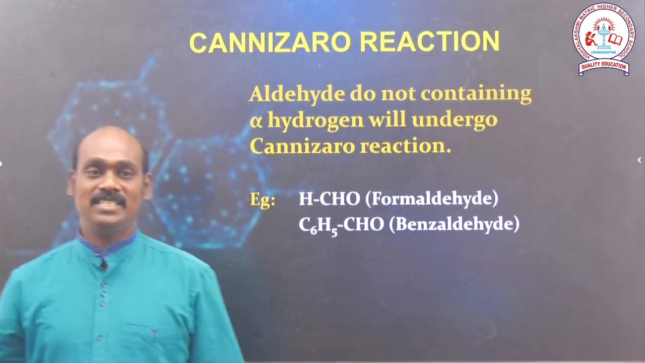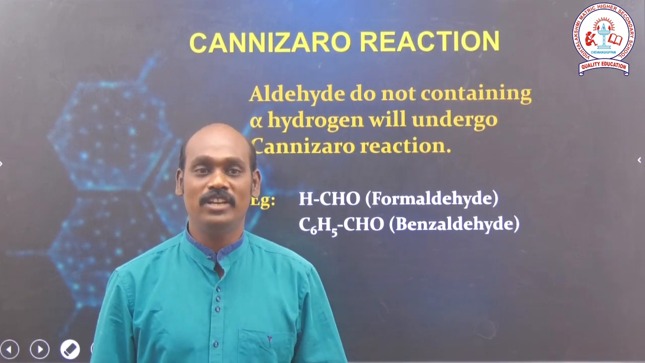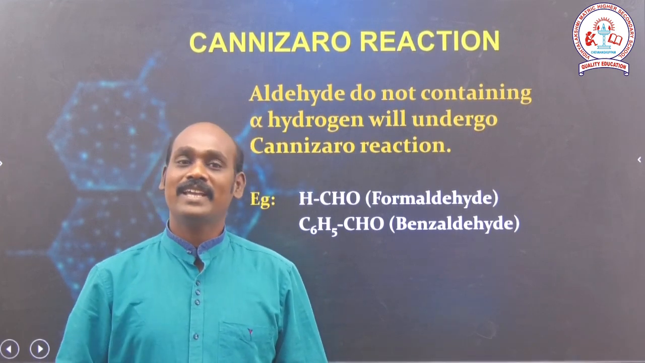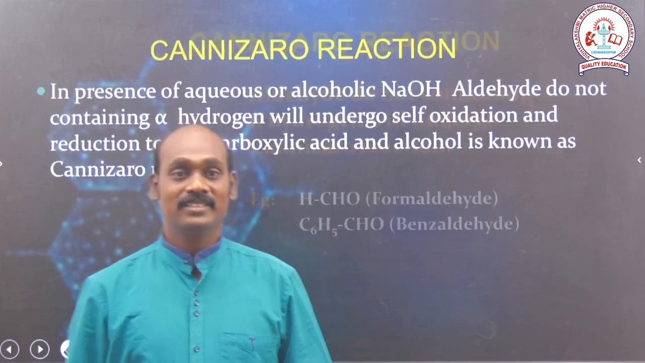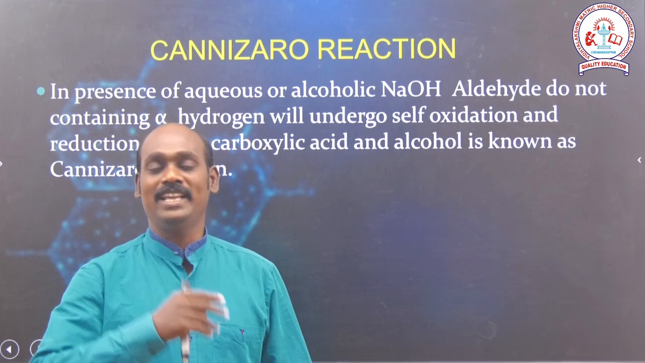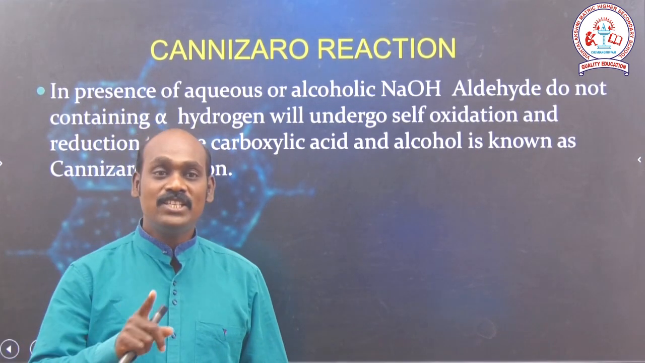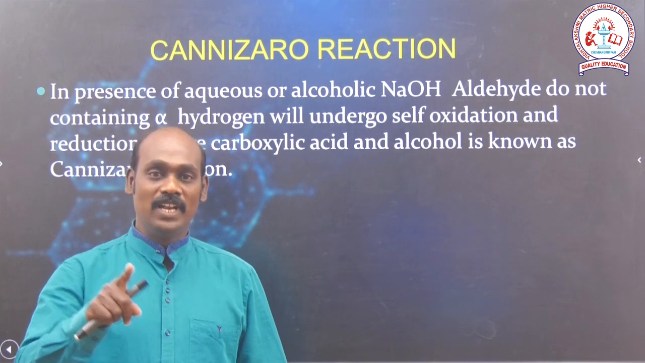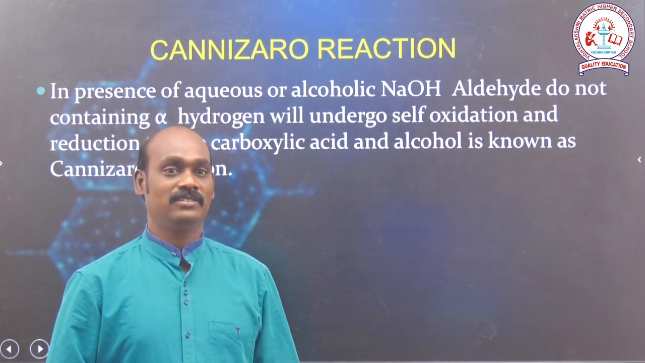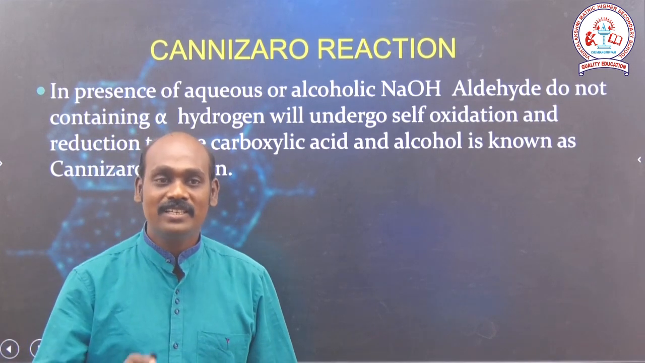For example, let us take formaldehyde. It does not contain alpha hydrogen. Then benzaldehyde. Both do not contain alpha hydrogen, so they undergo the Cannizzaro reaction. In the presence of aqueous or alcoholic sodium hydroxide or potassium hydroxide, aldehydes not containing alpha hydrogen will undergo self-oxidation and reduction to form a carboxylic acid and an alcohol. That is called the Cannizzaro reaction.